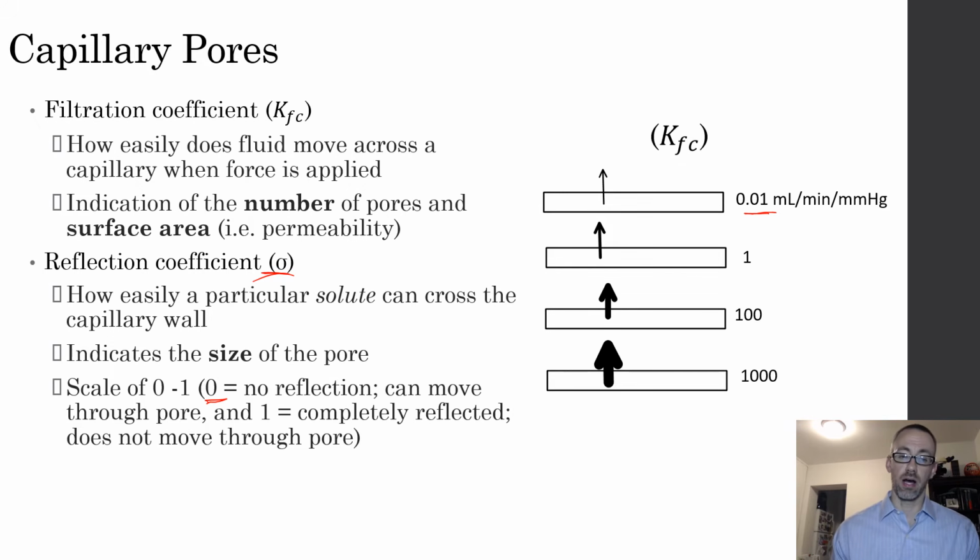And that's something you might see, for example, in a sinusoidal capillary. Versus a sigma of 1, that means it's completely reflected. That means it can't get out of the pore at all. It does not move through. So albumin, for example, has close to a sigma of 1 when we talk about continuous capillaries.